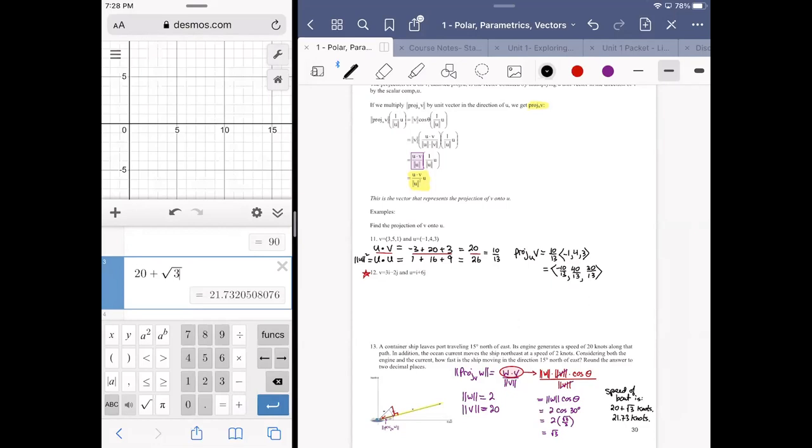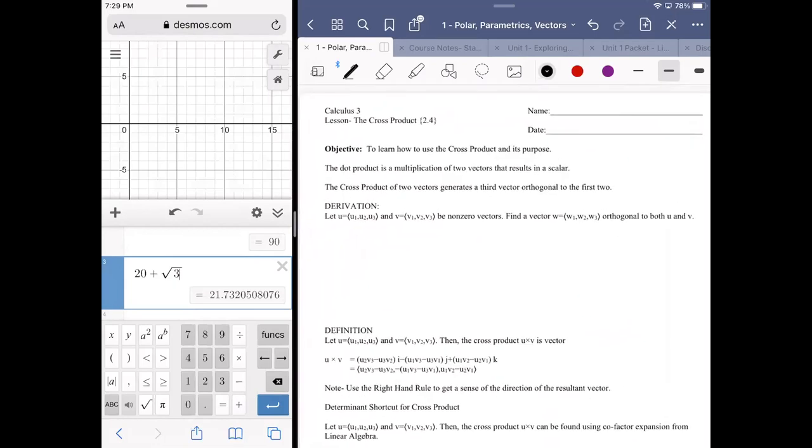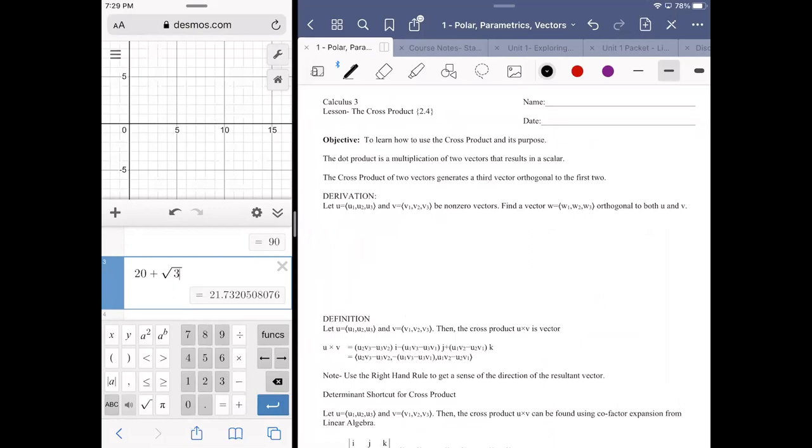All right. The cross product actually has as its basis the dot product, right? The cross product comes from the dot product. So we have dot product, multiplication of 2 vectors that results in a scalar. Cross product of 2 vectors generates a third vector orthogonal to the first 2, right?